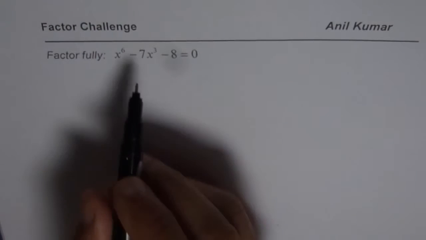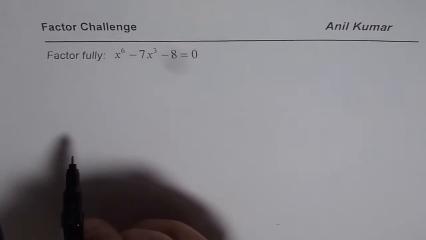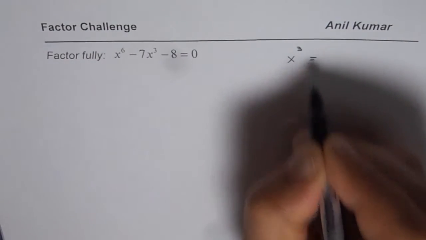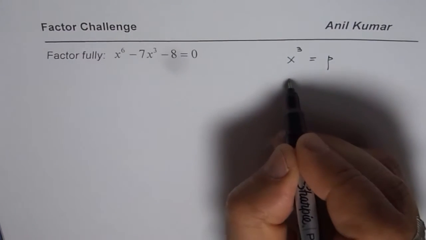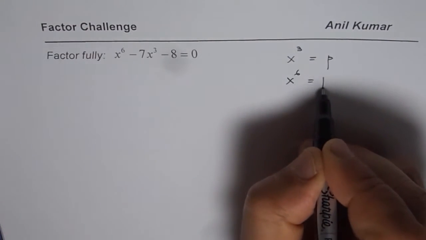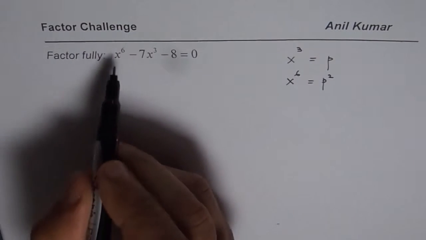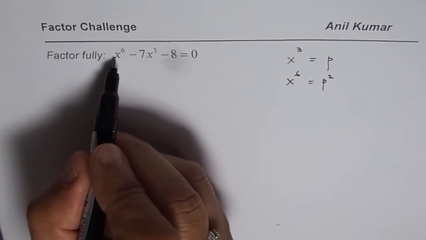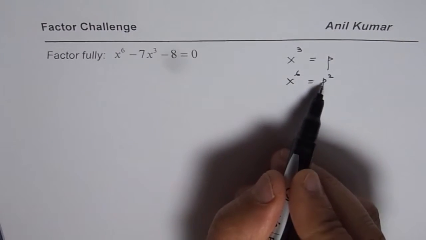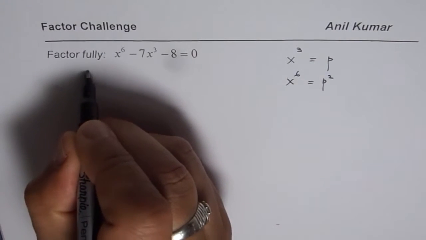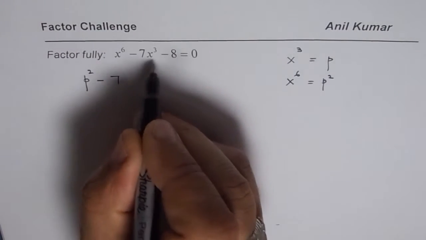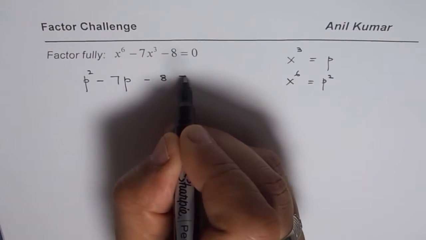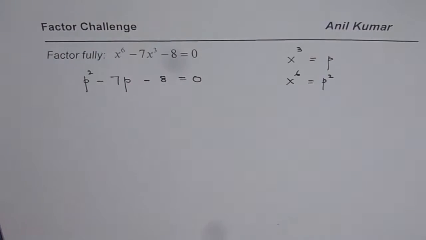A very simple substitution will help us to factor this equation. If I substitute x cubed as, let us say, p, then x to the power of 6 will be p square, correct? So I can write this equation as p square minus 7 times p minus 8 equals to 0. So that becomes my equation.